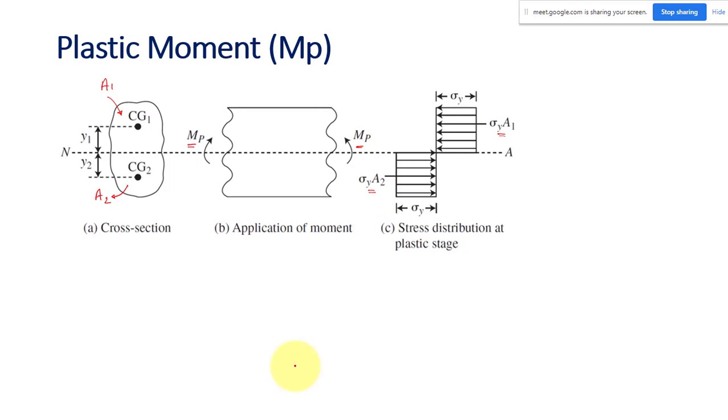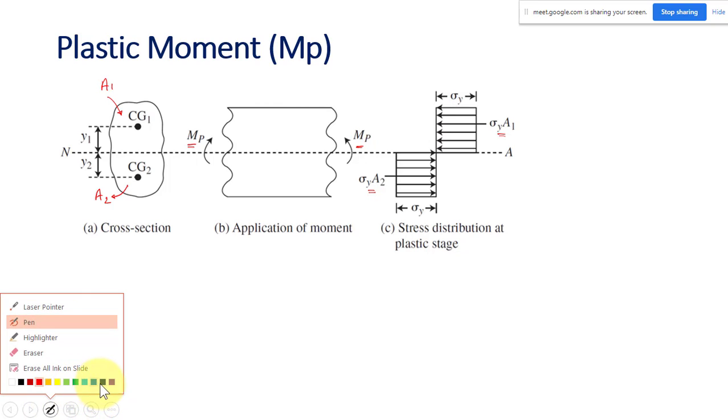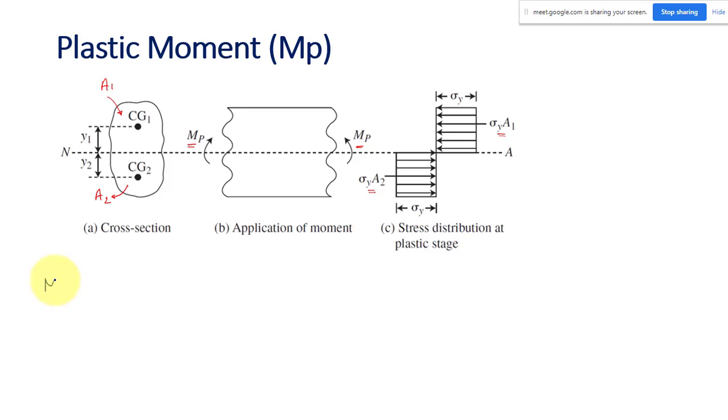So how will you find the plastic moment? The plastic moment, Mp, which is equal to, so how will you find the moment? This is the total compressive force. This is the total tensile force. So where will this compressive force be acting?